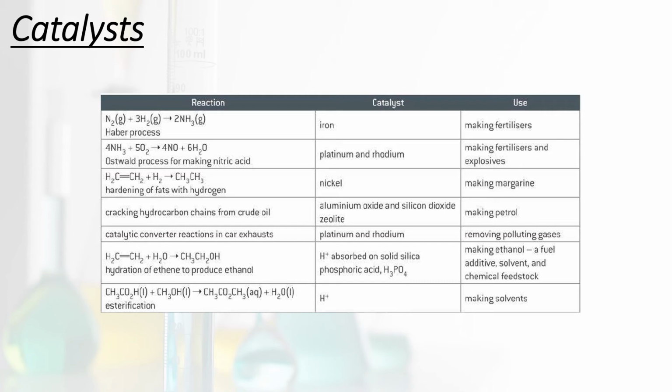And then finally, an esterification reaction. This is making an ester from alcohol and carboxylic acid. And this has an acid catalyst as well, and that's very, very important for solvents as well. So there's a lot of uses of catalysts.